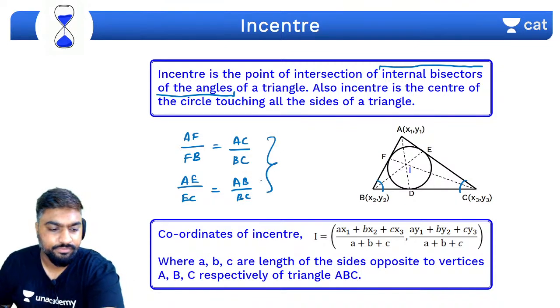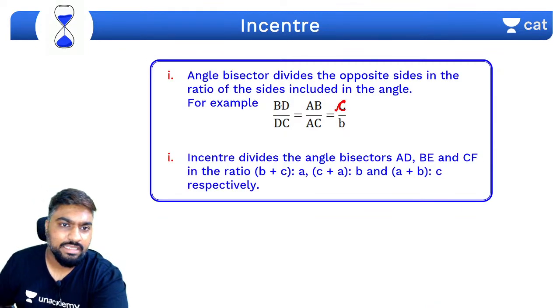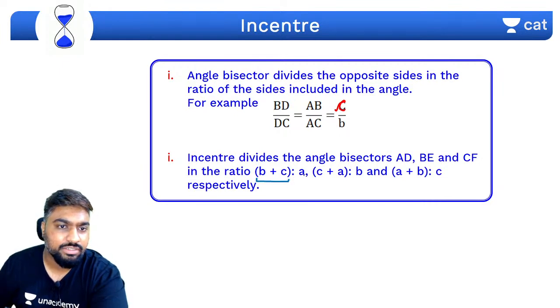Understood? So that's the first point. The second point is that the in-center divides the angle bisectors AD, BE and CF in the ratio of B plus C is to A.